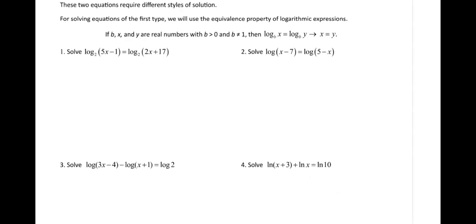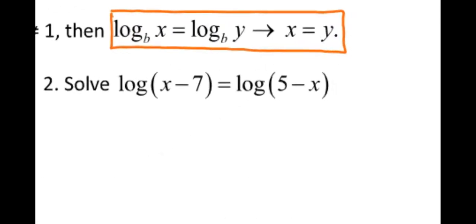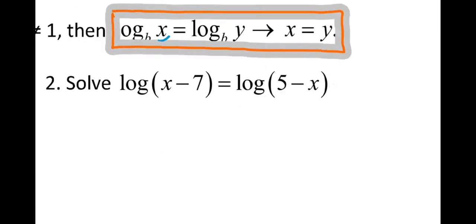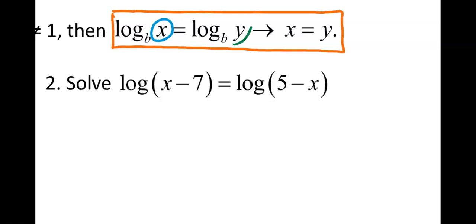So to solve equations of the first type, where every term in the equation is a logarithm, we use the logarithmic one-to-one property, which is this property right here. And this property says that if you have two logarithms that are equal, and the two logarithms have different expressions on the inside of the logs, then those different expressions must actually be the same thing.